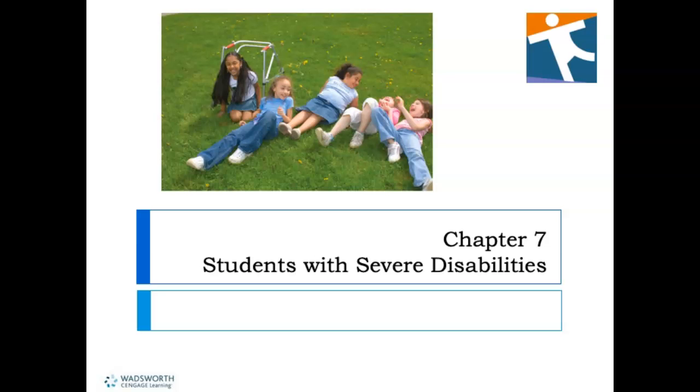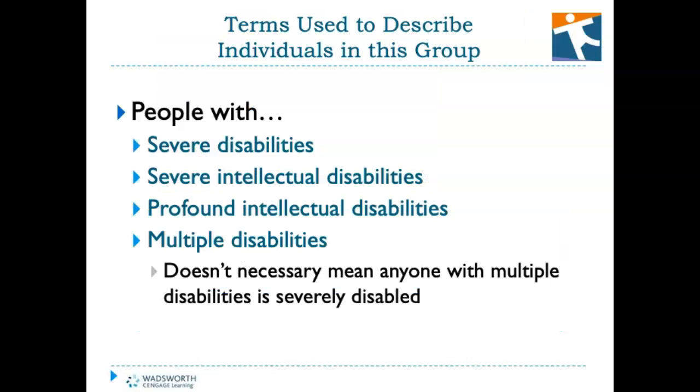So let's discuss students with severe disabilities really quickly. An individual may be labeled a few things when they have a severe disability. Some of these terms and phrases you may see on paperwork, meaning the 504 plan or the IEP. You may see severe disabilities, severe intellectual disabilities, profound intellectual disabilities, or multiple disabilities.